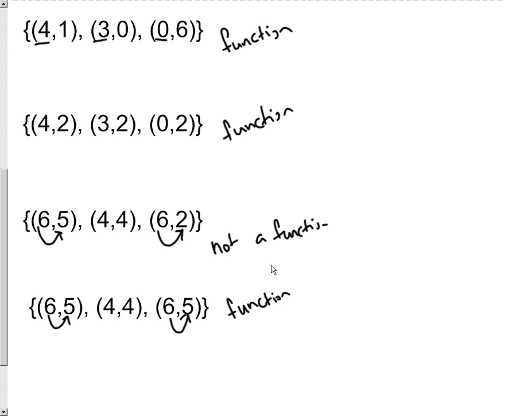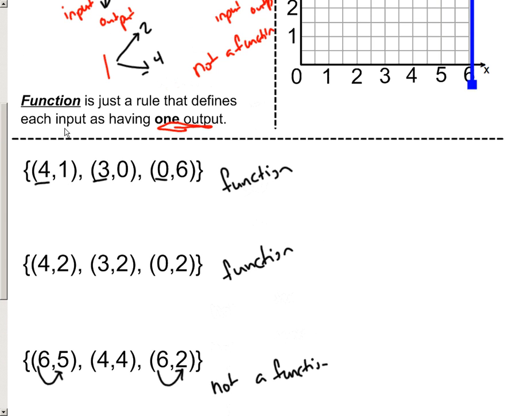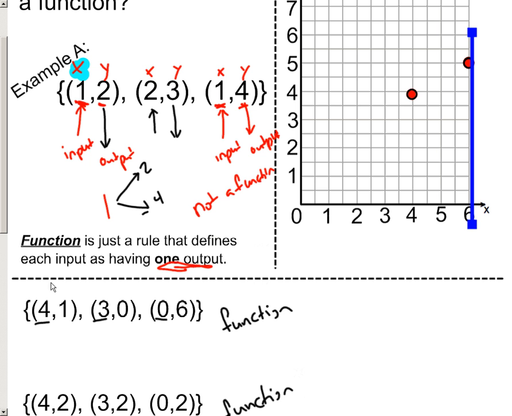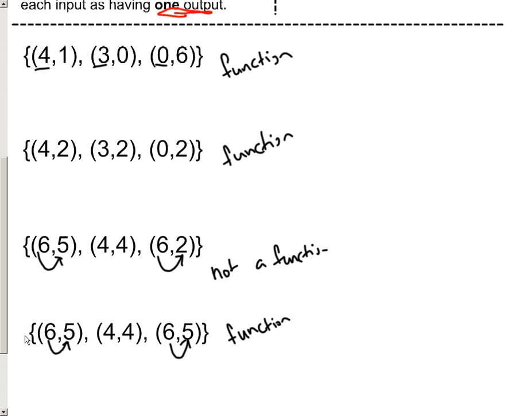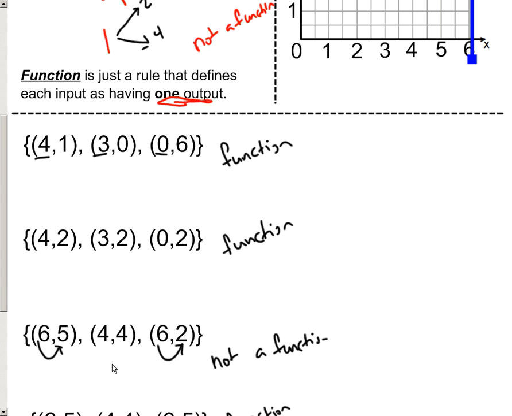And it all comes back to this definition. A function is where each input has one output. Whenever my input is 6, I know my output's going to be a 5 every single time for this relationship right here. The problem with this is that my input has more than one output. This 6 could get me a 5 or it could get me a 2, so it's not a function.